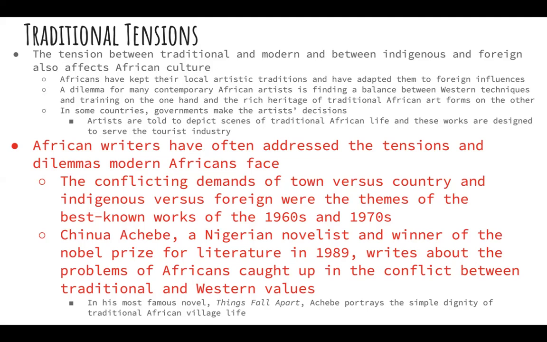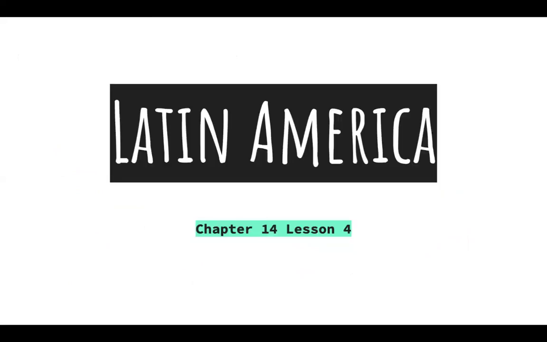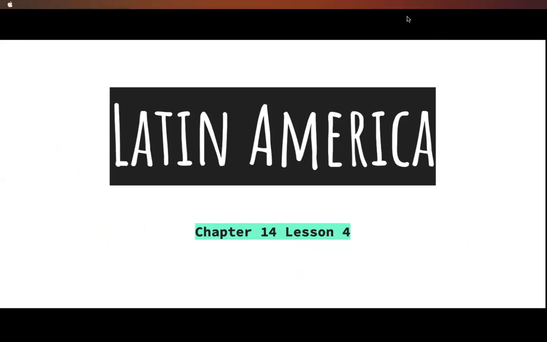African writers have often addressed the tensions and dilemmas modern Africans face in their works. Conflicting demands of town versus country and indigenous versus foreign were the themes of the best known works in the 60s and 70s. Chinua Achebe, a Nigerian novelist and winner of the Nobel Prize for Literature in '89, writes about the problems of Africans caught up in the conflict between traditional and Western values in his most famous novel, Things Fall Apart. Achebe portrays the simple dignity of traditional African village life. And that's Chinua Achebe. And that will conclude our lecture.